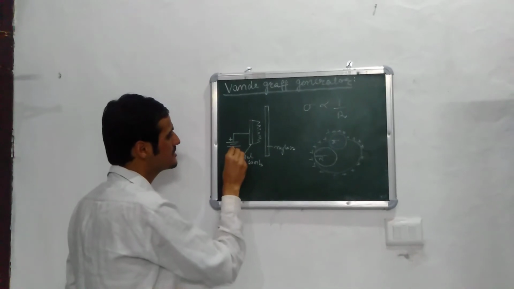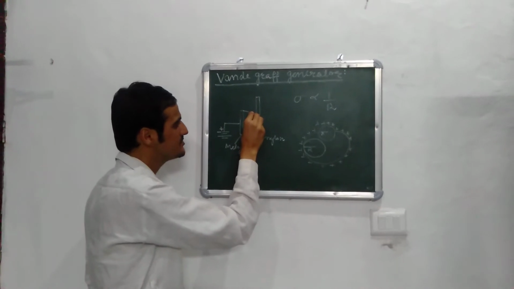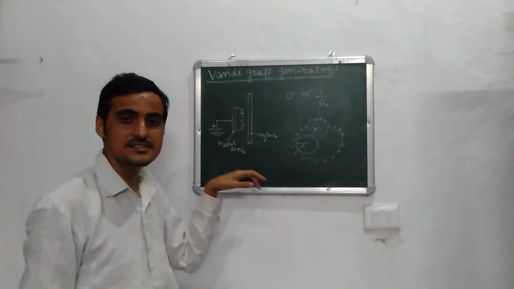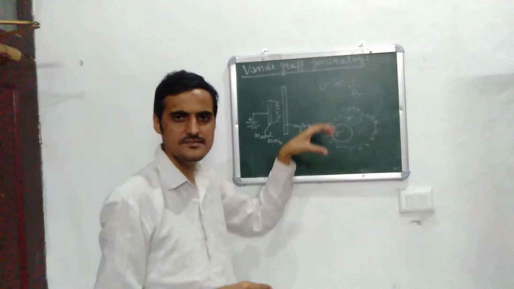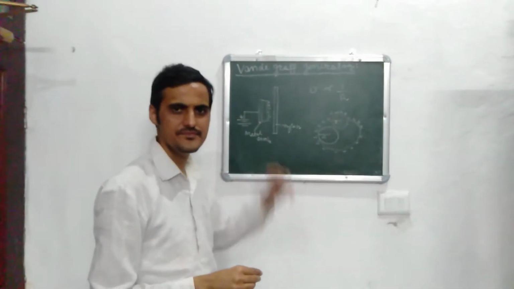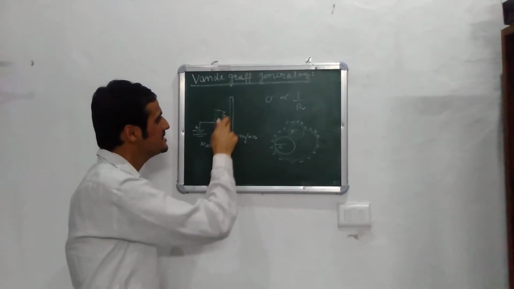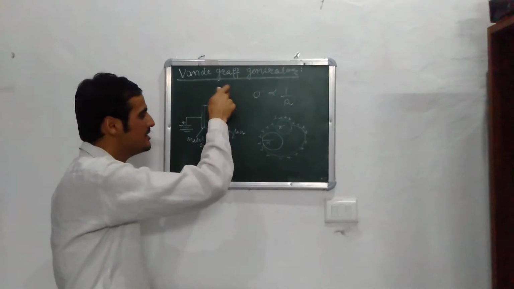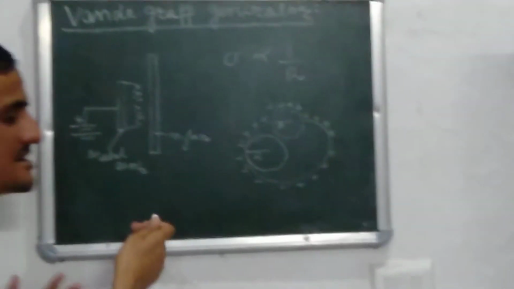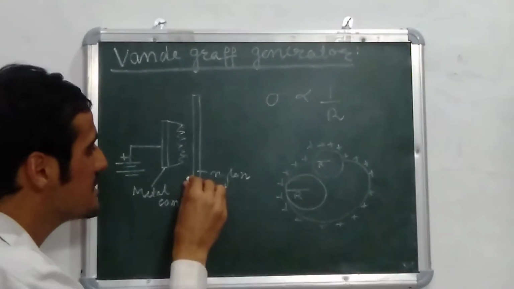Positive, negative terminals. The positive charge goes over there. In nylon, electrons appear, as we know, because of the rubbing or charging. It is attached to the positive terminal, so positive charge is there. Electrons are acquired on the nylon belt due to discharging, and the positive charge will go to the nylon belt.